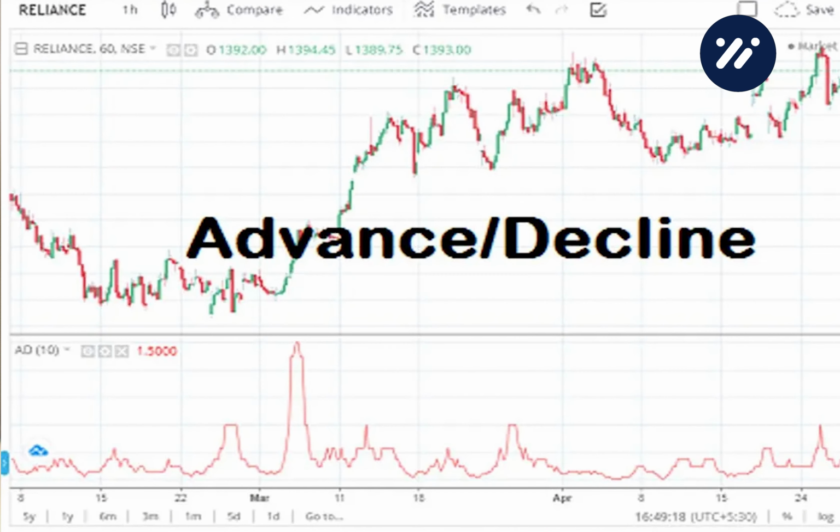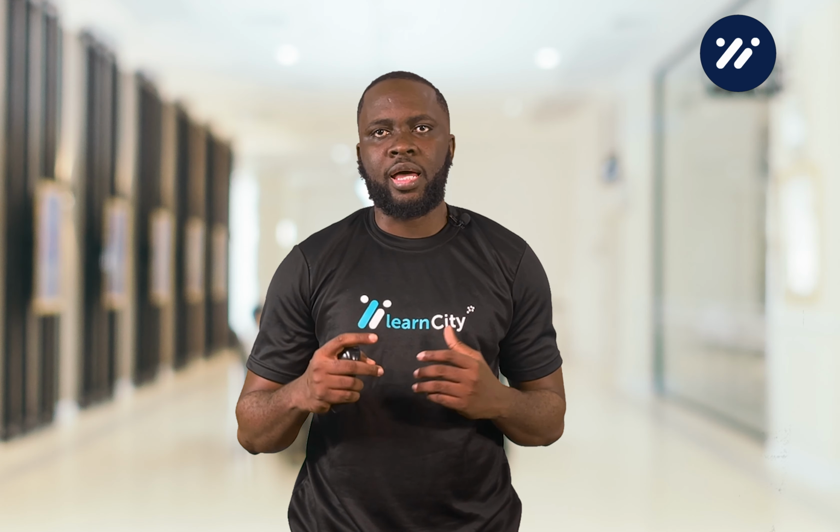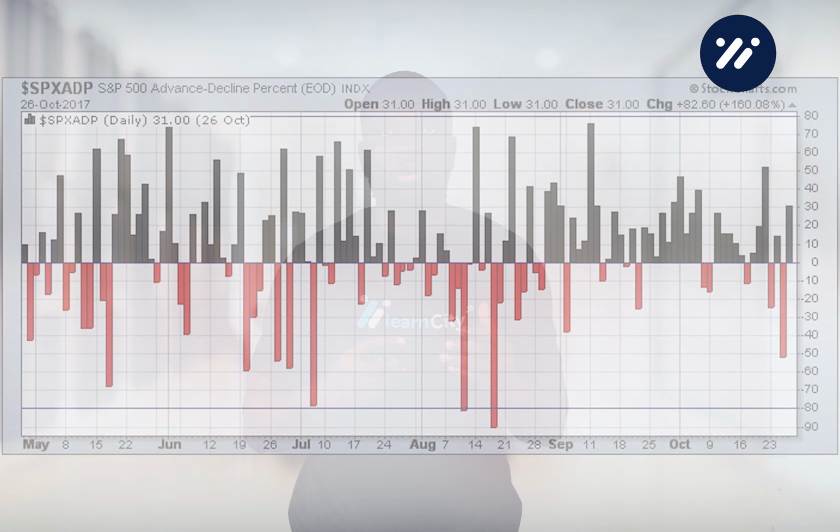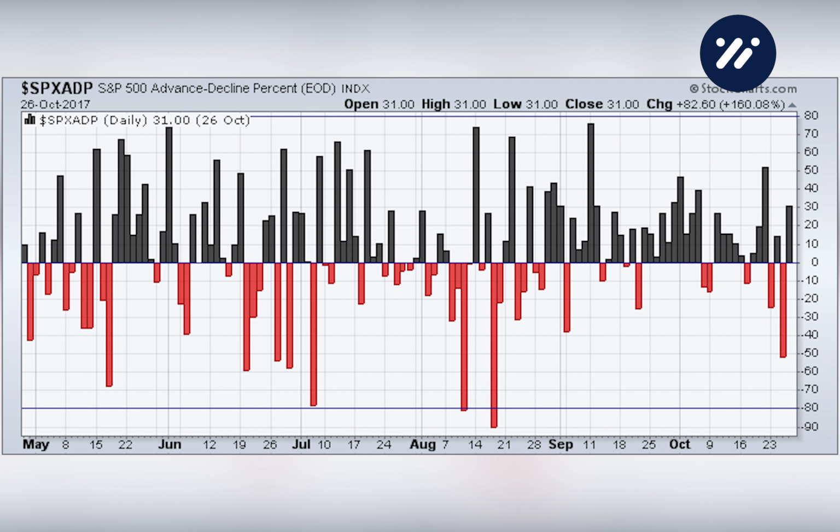The advance decline line is a simple indicator that shows the number of stocks that have advanced versus declined on a given day. If the number of advancing stocks is higher than the number of declining stocks, the market is said to have a positive breadth. Conversely, if the number of declining stocks is higher than the number of advancing stocks, the market is said to have a negative breadth.